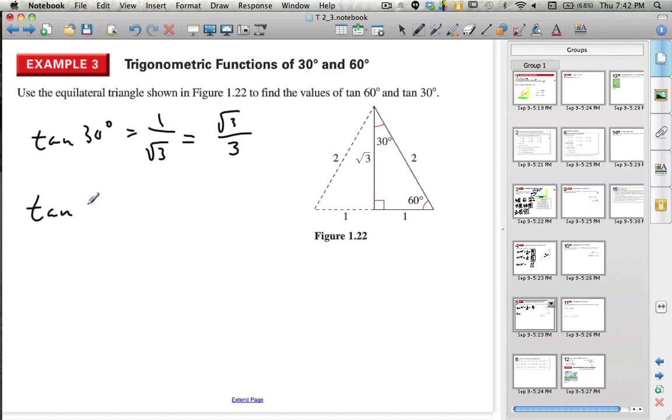And if I find the tangent of 60 degrees, that's going to be opposite over adjacent. It's going to be root 3 over 1, and that's equal to root 3. And you'll notice that the tangent of 30 had its inverse was the tangent of 60. So that means that the cotangent of 30 is equal to the tangent of 60. So that's dealing with supplementary angles.